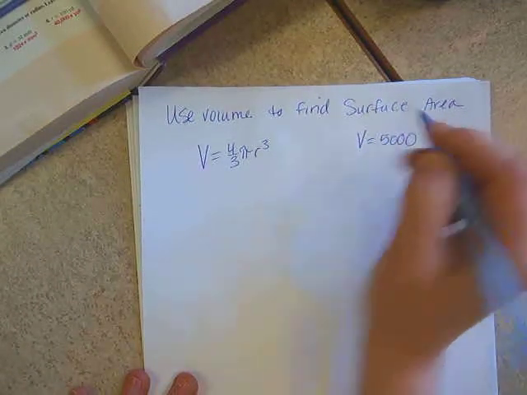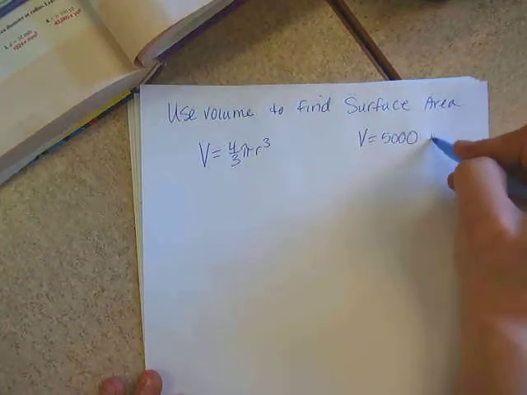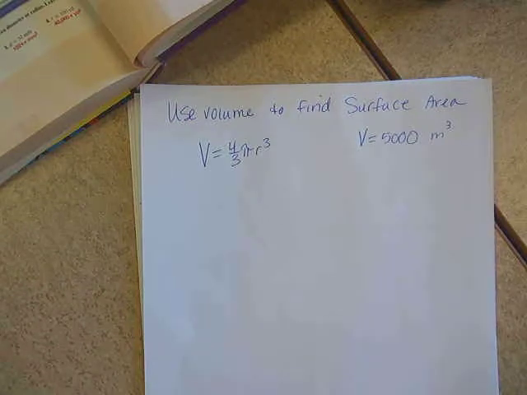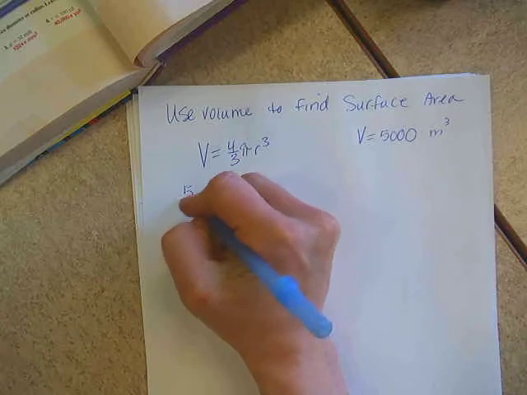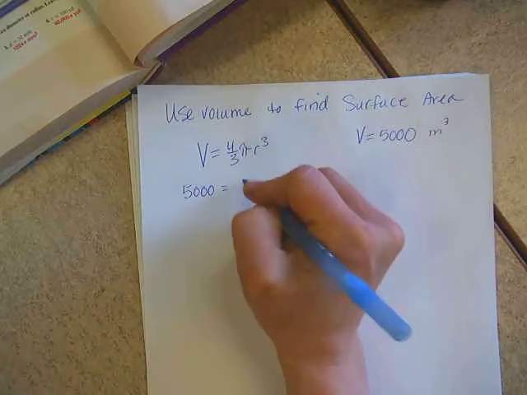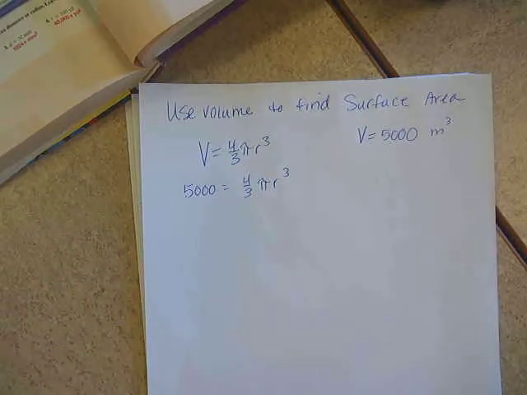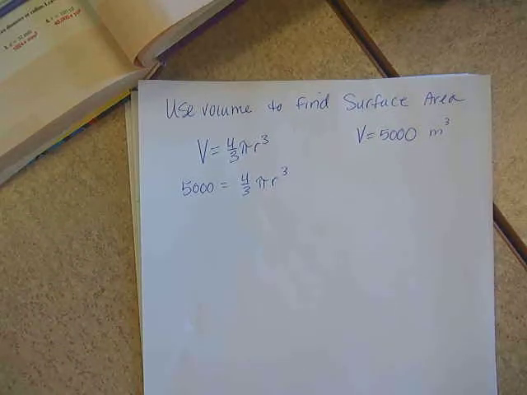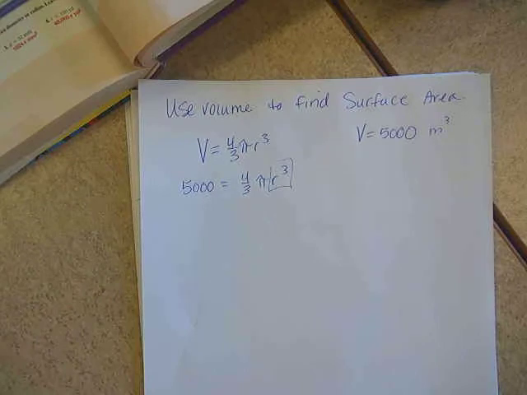In this problem, they give you the volume. Volume is 5,000 cubic units, I think meters in this case. Okay, so you go to your formula, and we're going to plug 5,000 in. So we have 5,000 equals 4/3 pi r cubed. Okay. The rest of this is just algebra, but this is where people usually get bogged down. They can usually plug in the volume, but it's the solving process.